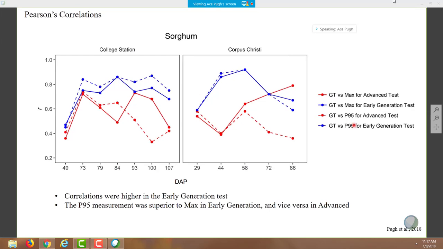Now, in sorghum, the correlations were higher in the early generation tests, which follows from the results of the variation explained. Basically, there were bigger height differences between plots, so you would expect the correlations to be a little bit higher for that test. The 95th percentile measurement was superior to the max percentile in the early generation, but it was the opposite in the advanced. I'm not really sure why that would be, but it is kind of interesting. So it must be something about what the point cloud is actually measuring on each of these groups of material.